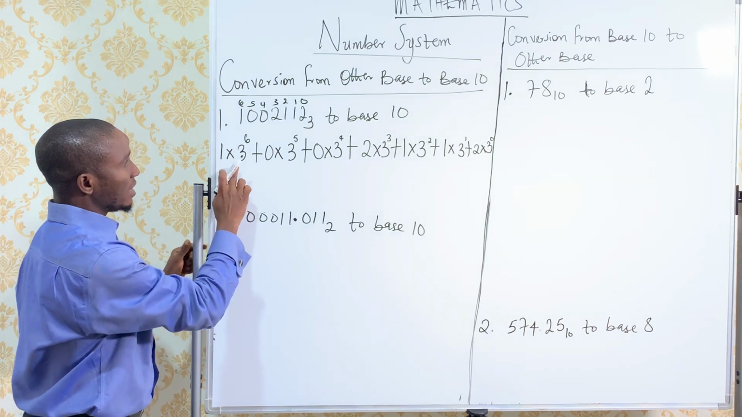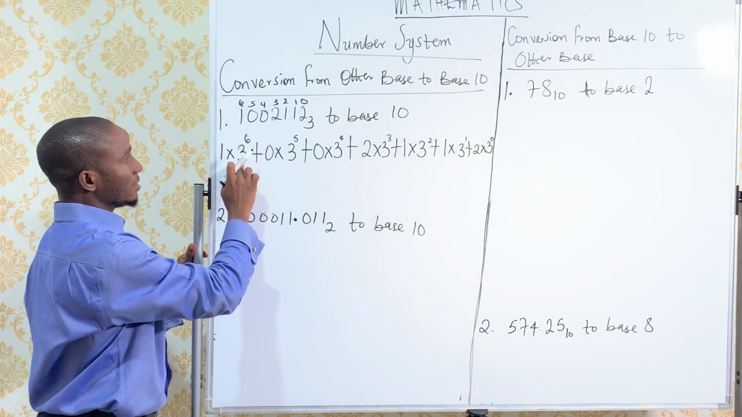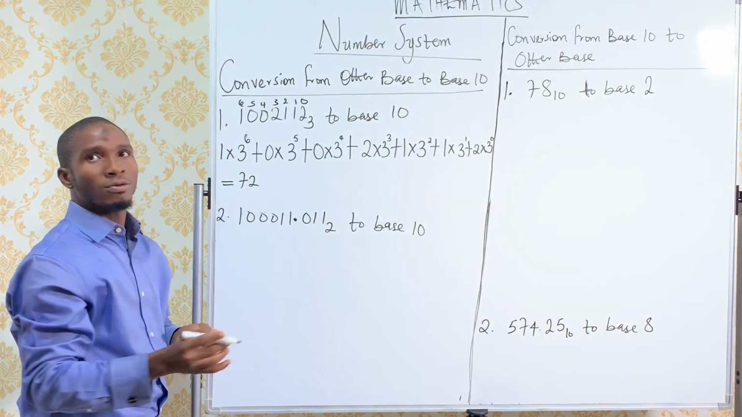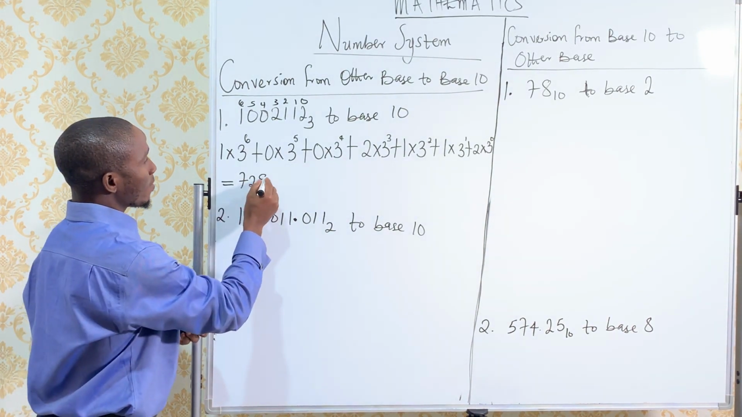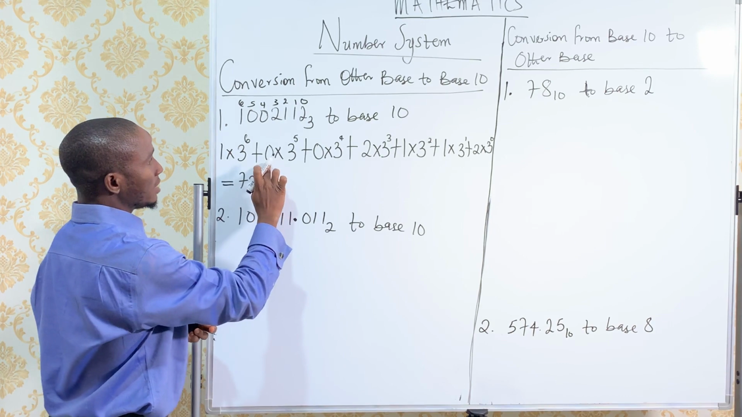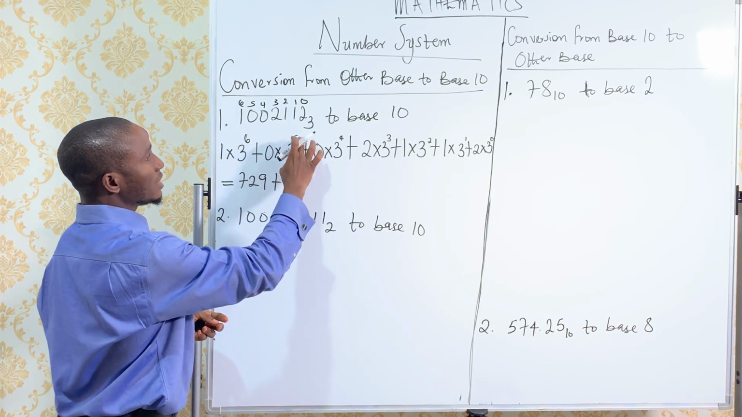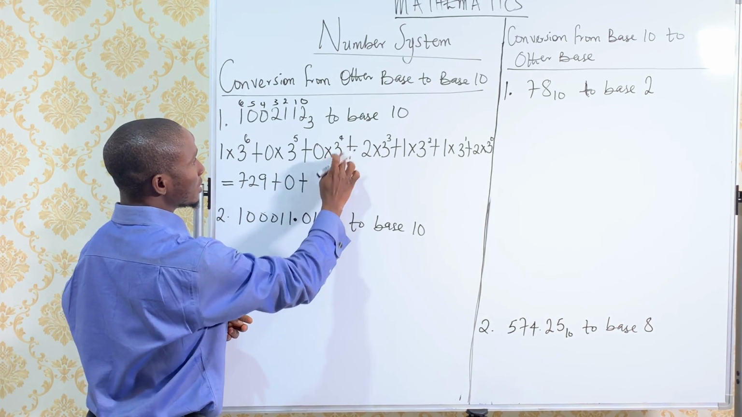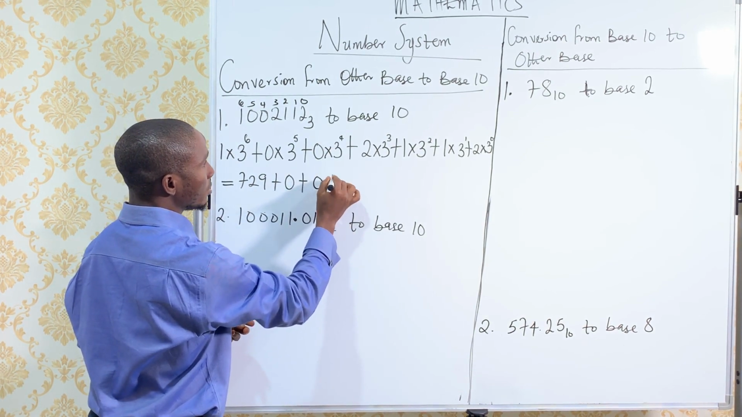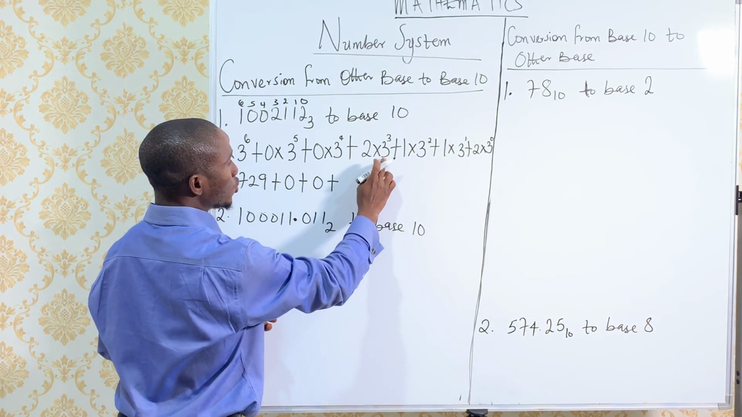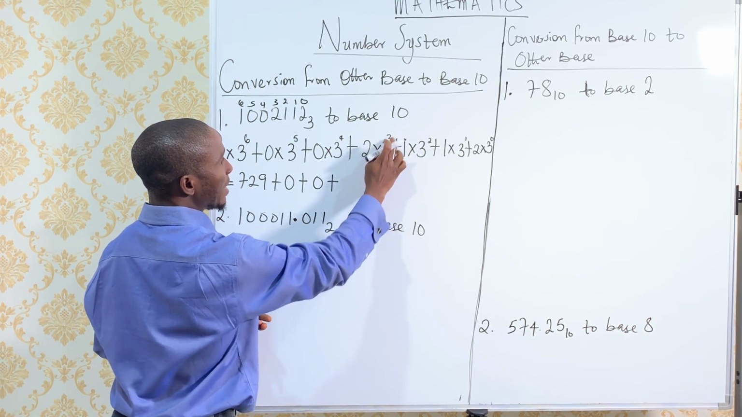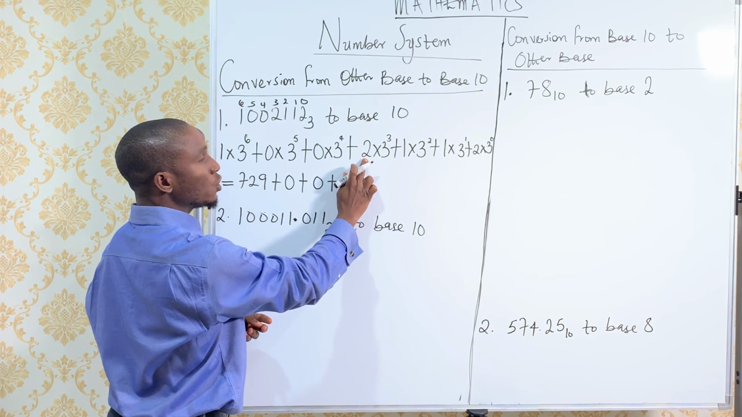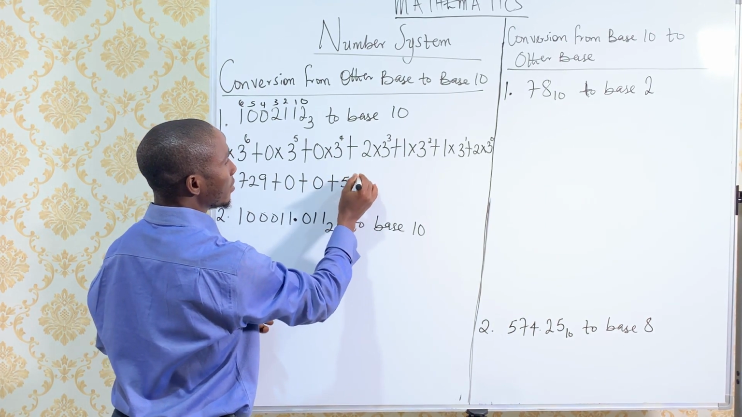Finally, we have 3 raised to power 6. 3 raised to power 6 will give us 729. Plus, this is 0. 0 times 3 raised to power 5 will still give us 0. Plus 0 times 3 raised to power 4 will still give us 0. Plus, this is 3 raised to power 3. 3 raised to power 3 is 27. 27 times 2 will give us 54.